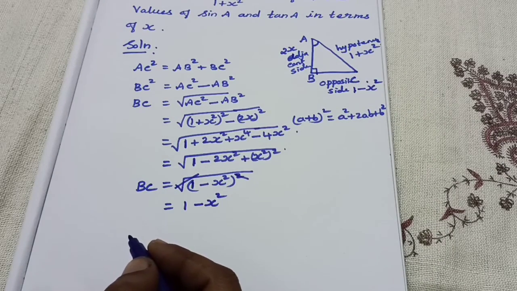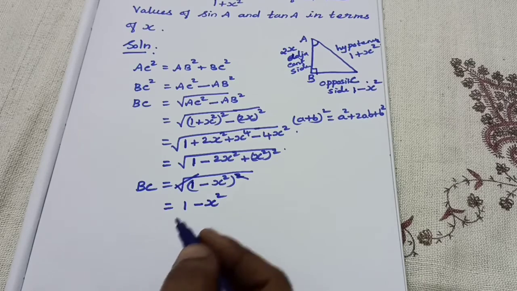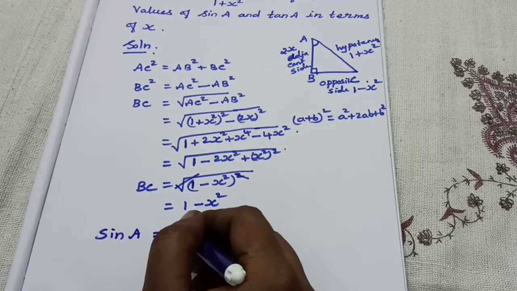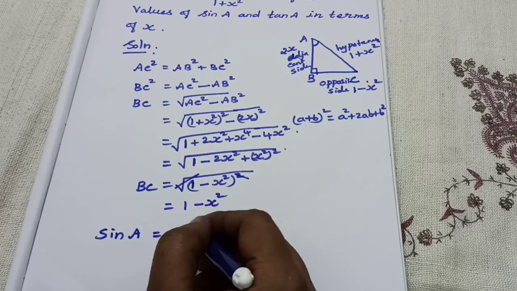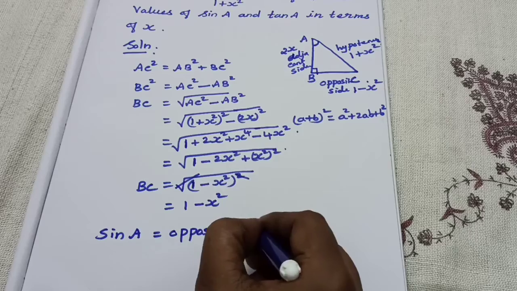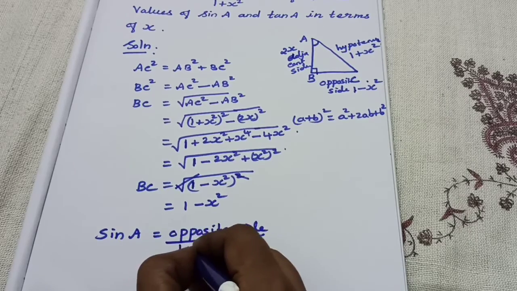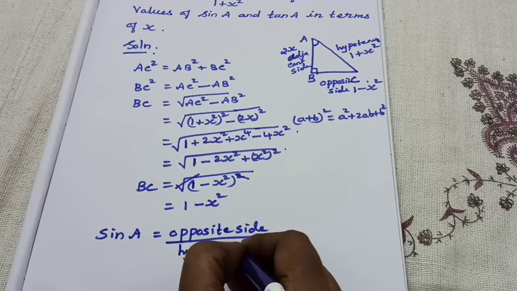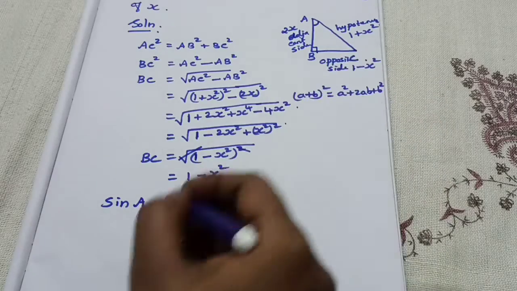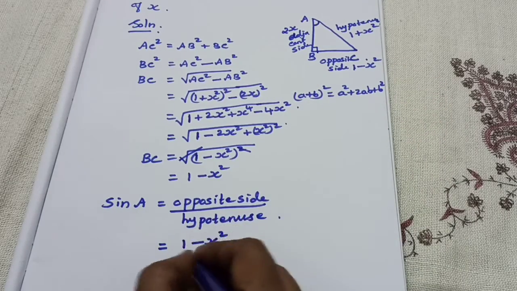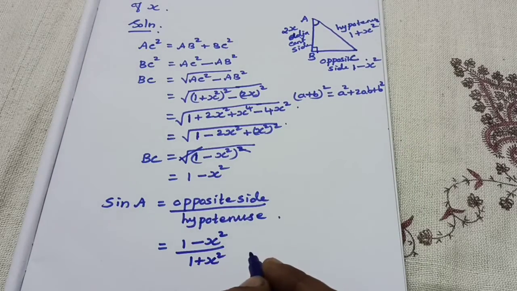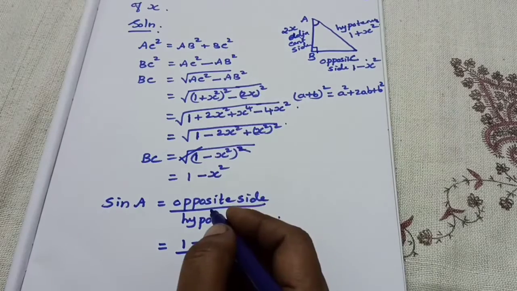Next we want to find the value of sin A. Sin A is equal to opposite side divided by hypotenuse. The opposite side is 1 minus x square, and the hypotenuse is 1 plus x square. Am I correct?